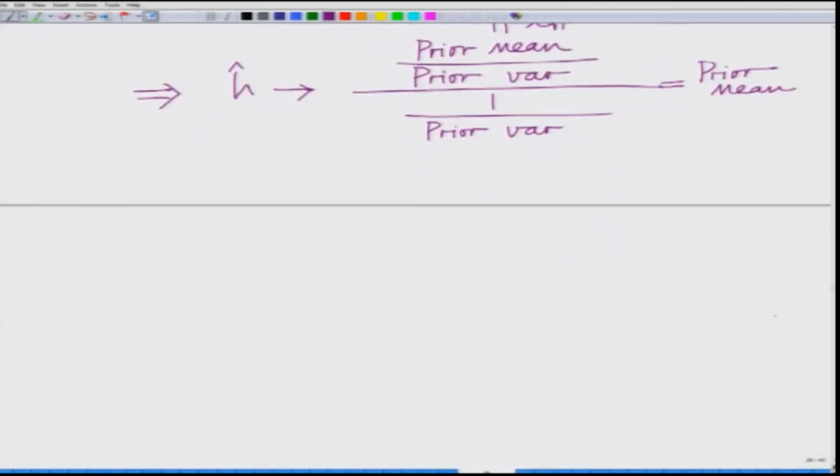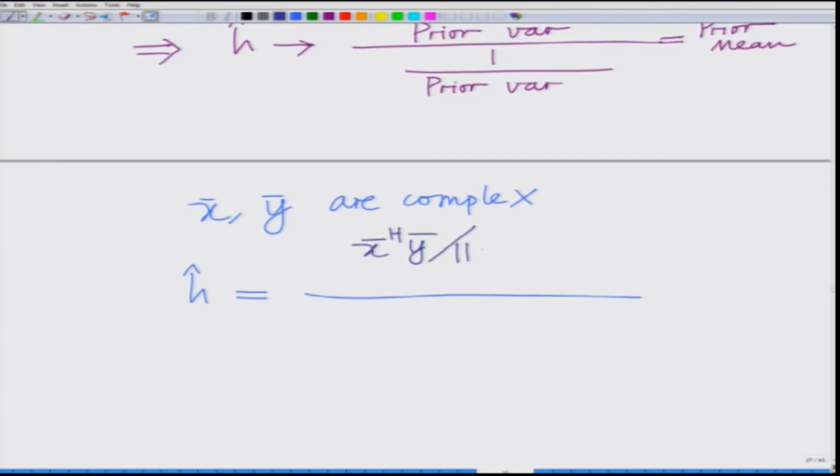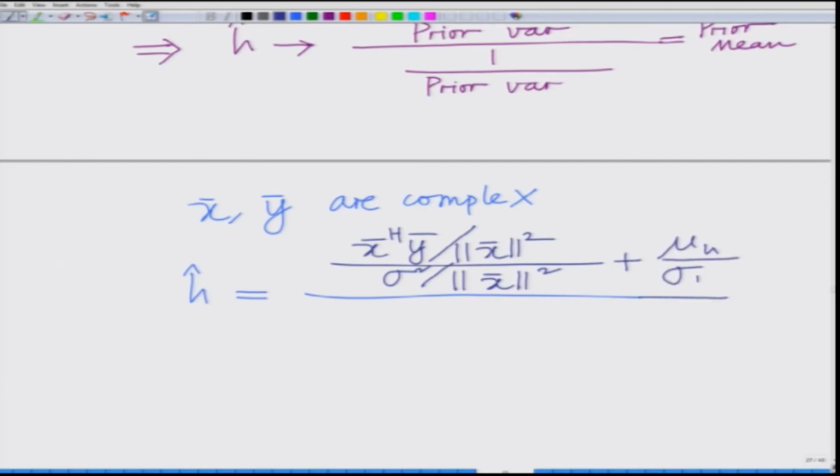And now another small point: what do we do when the quantities x bar, y bar and h are complex quantities, when x bar comma y bar are complex? What do we do in this scenario? Then the MMSE estimate h hat is also going to be complex. All we have to do is replace the transpose by the Hermitian. So, we are going to have the MMSE estimate as x bar Hermitian y bar divided by norm x bar square, so nothing changes except the transpose is replaced by the Hermitian, plus mu h divided by sigma h square, and of course, the denominator remains the same, 1 by sigma square divided by norm x bar square plus 1 by sigma h square. Okay. So, that is the expression for the MMSE.